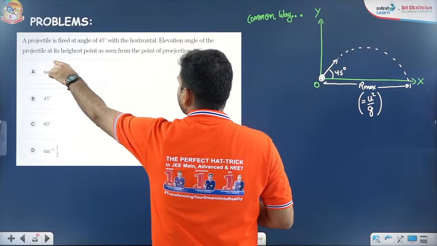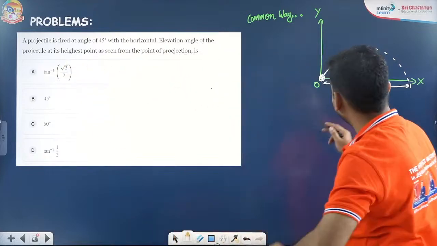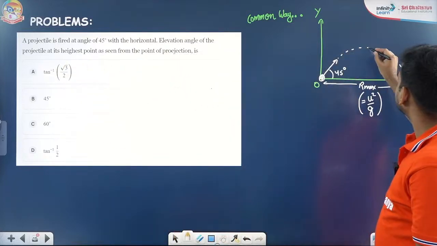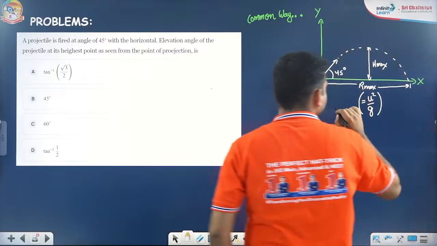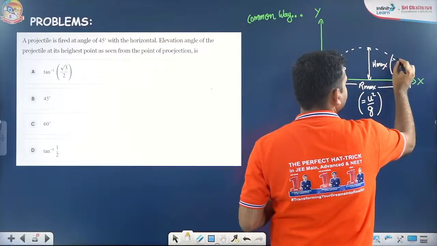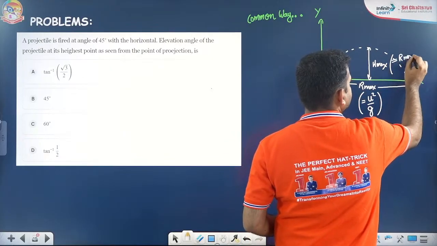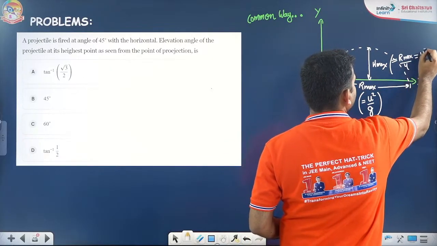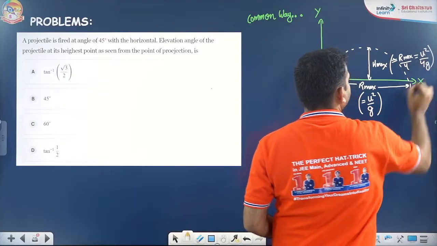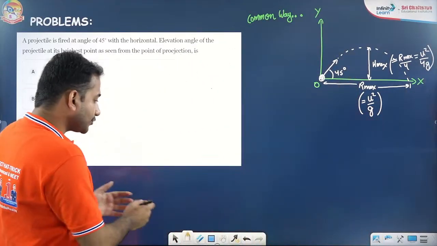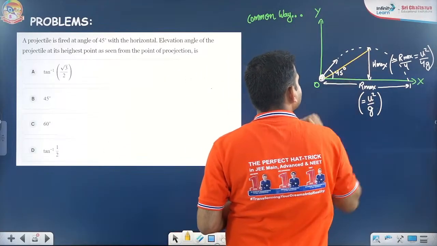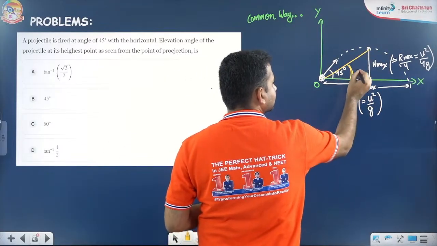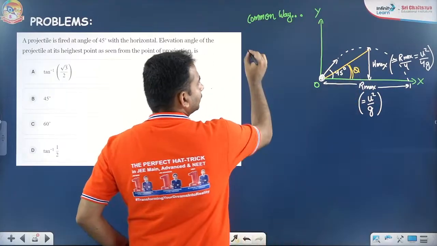The elevation angle of the projectile at the highest point: when it is at the highest point, this H max, I hope you remember, I said that H max will be R max by 4, that is equal to U square by 4G. They're asking you the angle of elevation. So can I say this angle is the angle of elevation? Let us say this is theta.